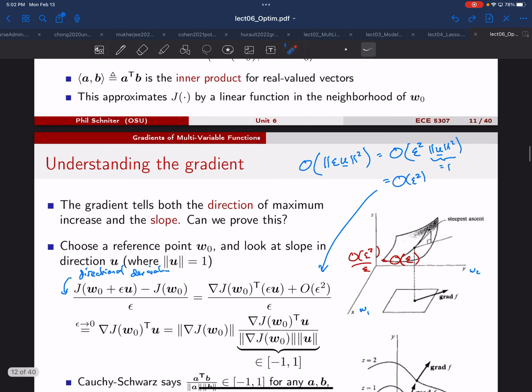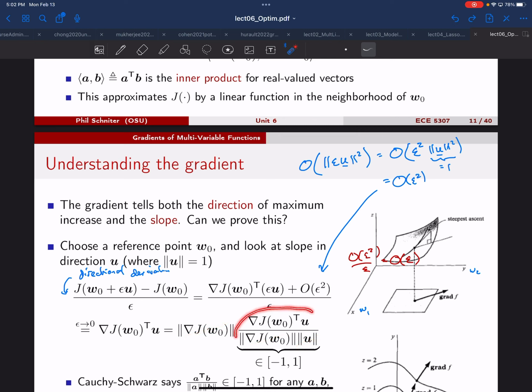Now to interpret this a little more clearly, we're going to complicate it for a moment. We're going to multiply and divide by the norm of the gradient. So clearly those cancel, right? And then we're going to divide also by the norm of u, which if you remember was 1. So hopefully you can see why these are equal.